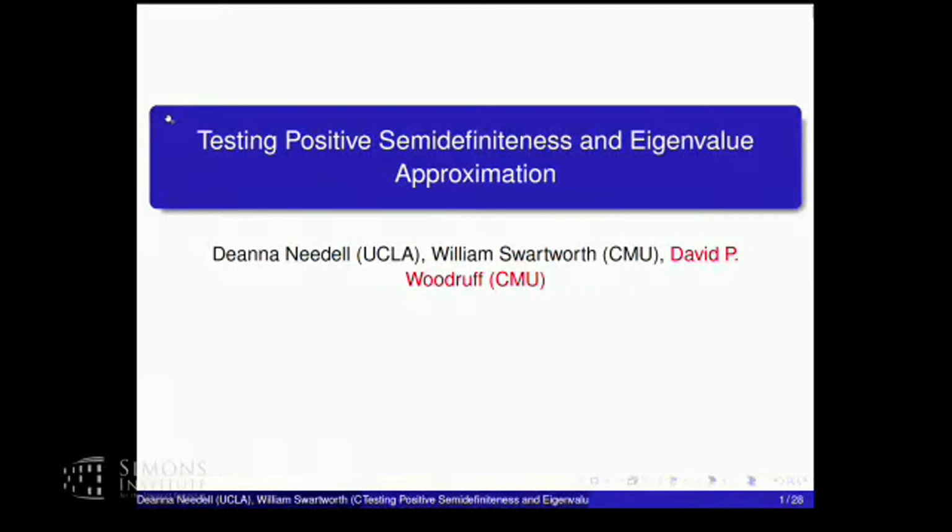Positive semidefiniteness and eigenvalue approximation. This is joint work with Deanna Needell and my postdoc, William Swartworth. So let me start by defining the problem that we're going to study.